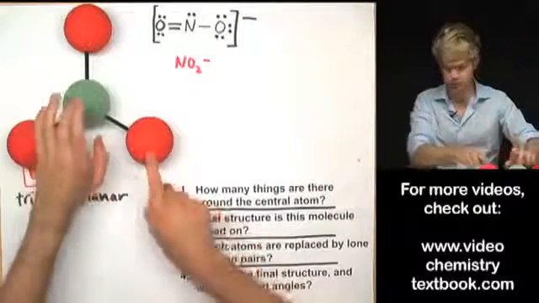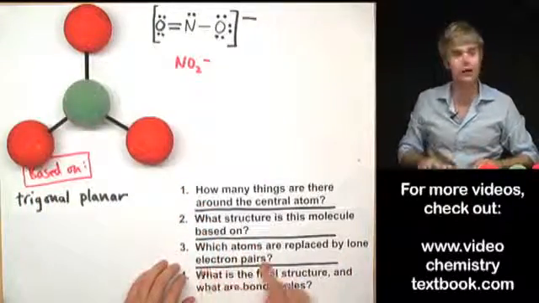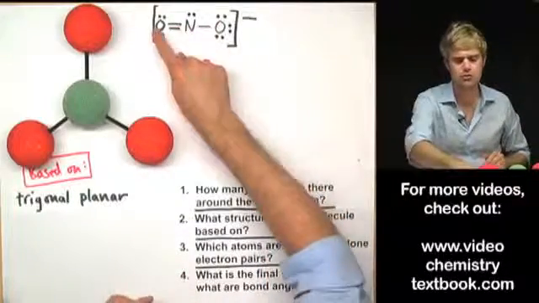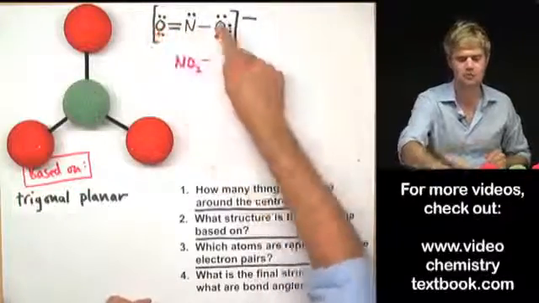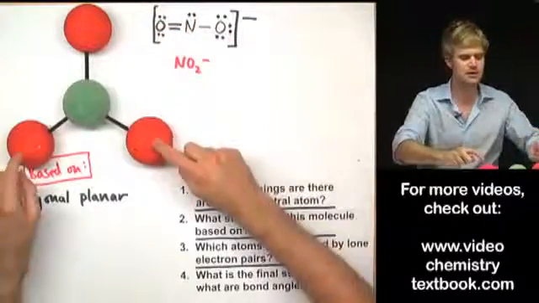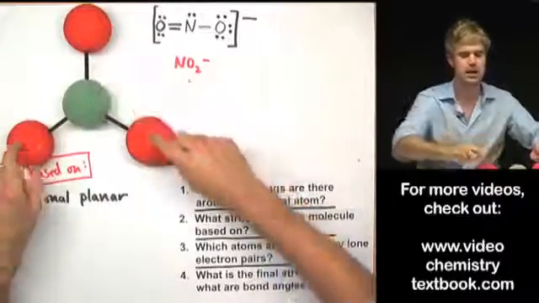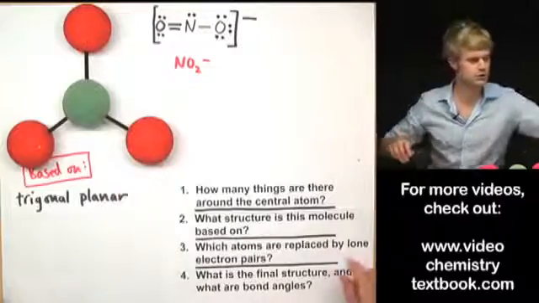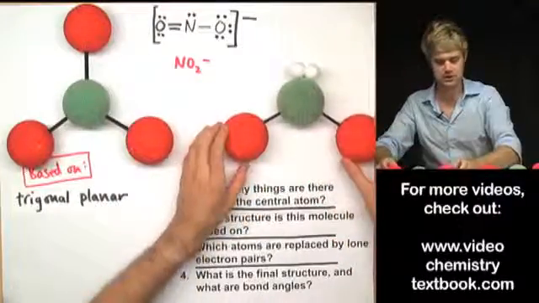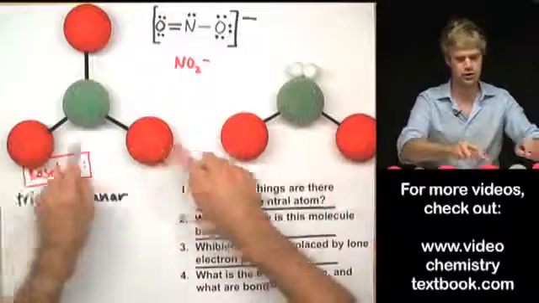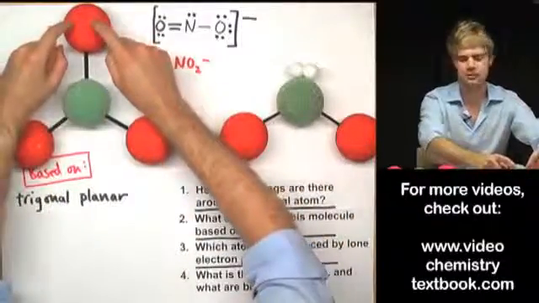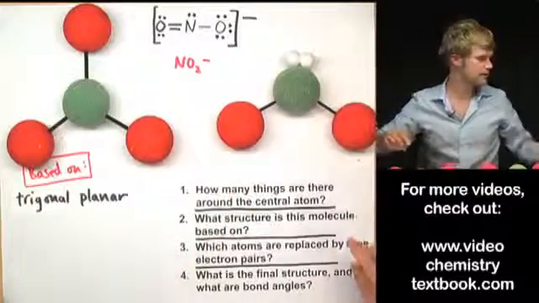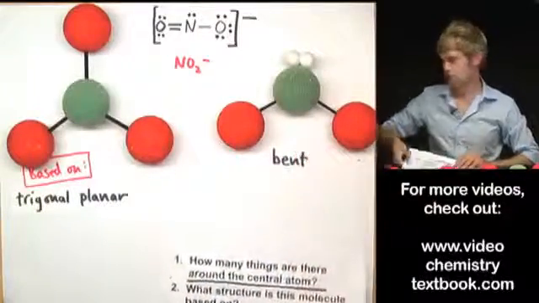Which atoms from this structure are replaced by lone electron pairs? NO2 has two bonds to oxygen, these two oxygens, but then it has this lone electron pair. So that means that one of these three atoms is replaced by a lone electron pair in NO2. So the structure is going to look like this. Look at how similar it is to the trigonal planar shape, but this atom here has been replaced by the unshared electrons that are up there. So that is going to give us this bent shape.